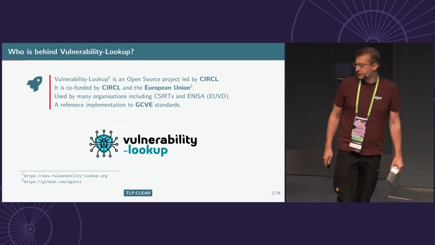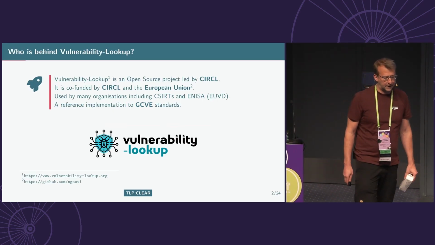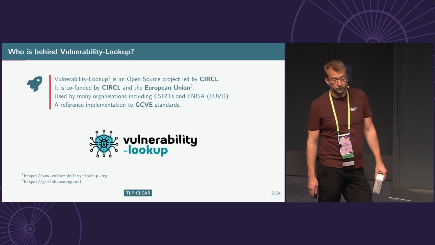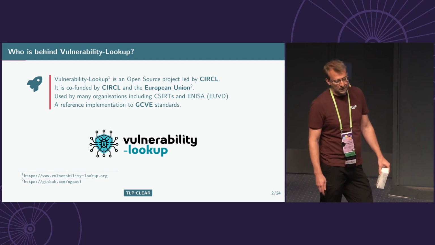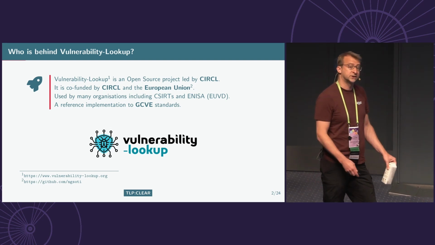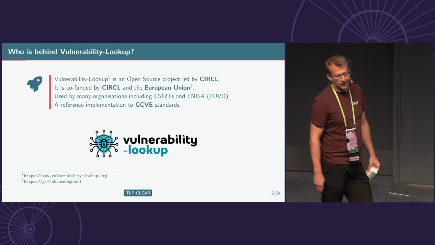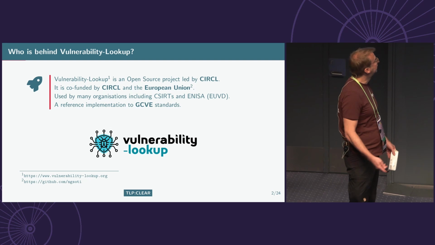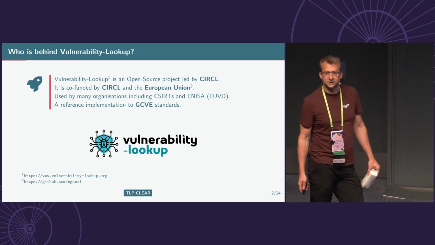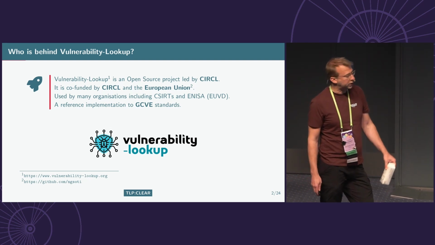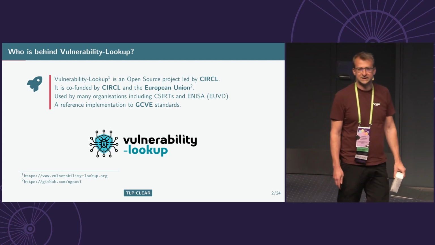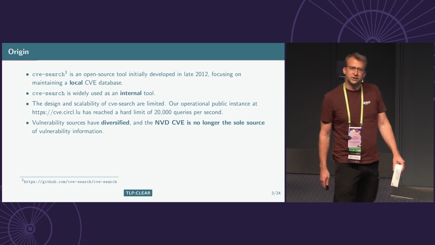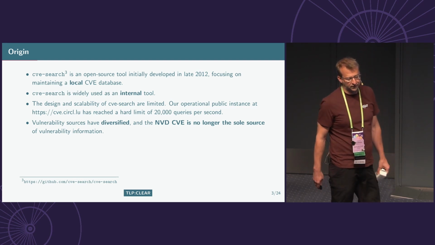So what is the origin of Vulnerability-Lookup? It's very straightforward. The project is run by us. It's co-funded by our own funding, and we have some additional funding from the European Union. The software is actually used by us, so we have a public instance that you can use. There are many other users actually using Vulnerability-Lookup. And nowadays it is indeed a reference implementation of the GCVE standard, and I will come back to that later on. If you are curious, on the Vulnerability-Lookup website you'll get a lot of details, including links to the existing instances.